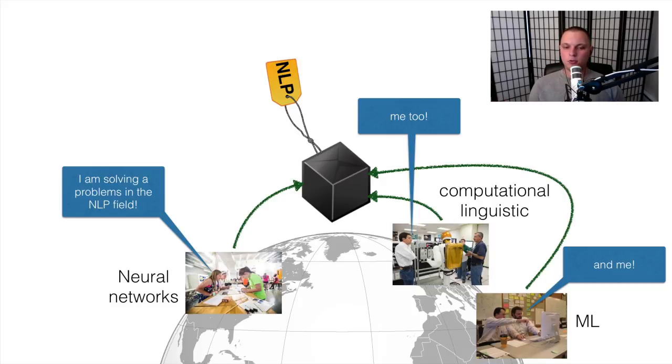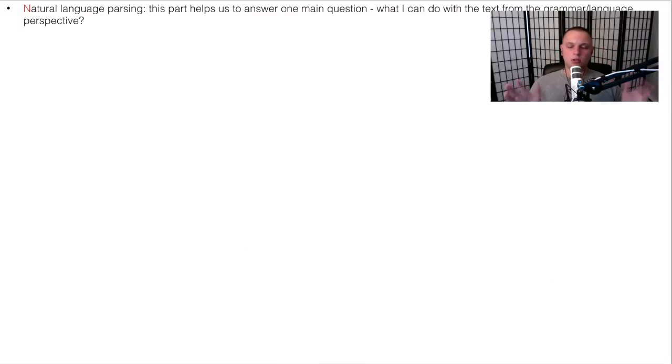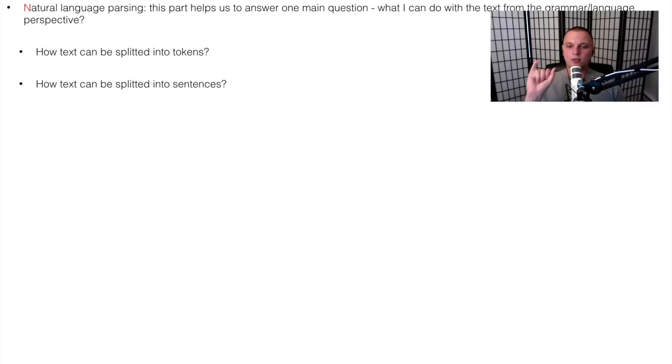So for the sake of the course, we are going to simplify NLP to three main components. First, natural language parsing. This part helps to answer one main question: what can I do with the text from the grammar language perspective? In this field, we can try to solve tasks like how text can be split into tokens. What tokens are, we'll discuss in the next video. How text can be split into sentences, which is a really hard task if you think about it. But this level is relatively simple.